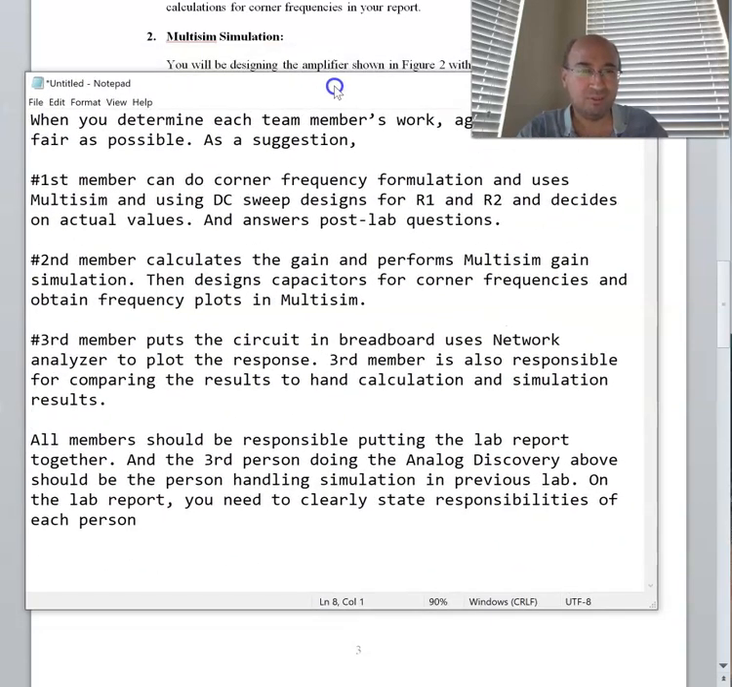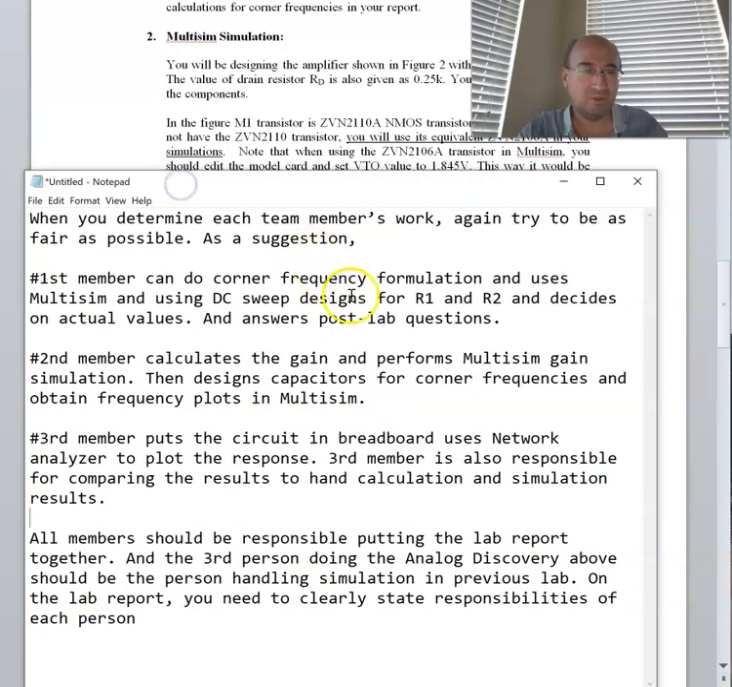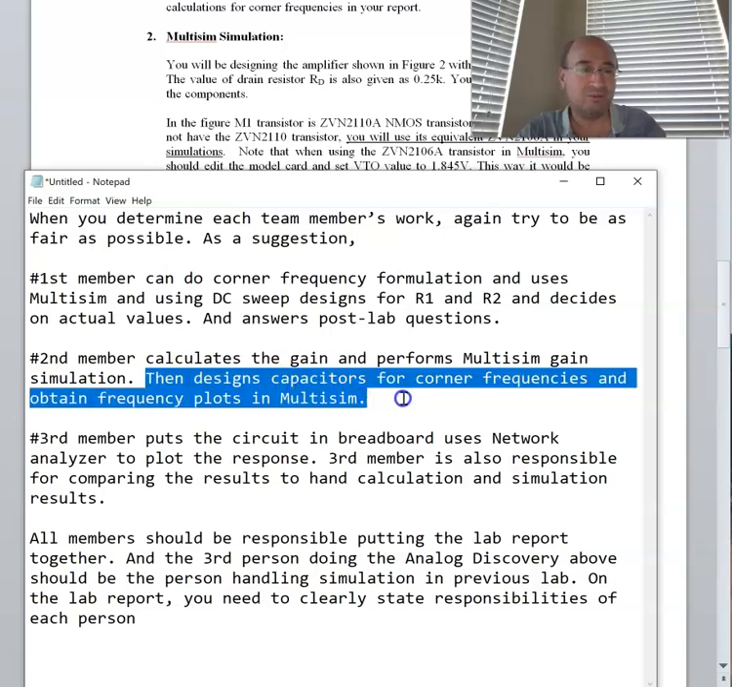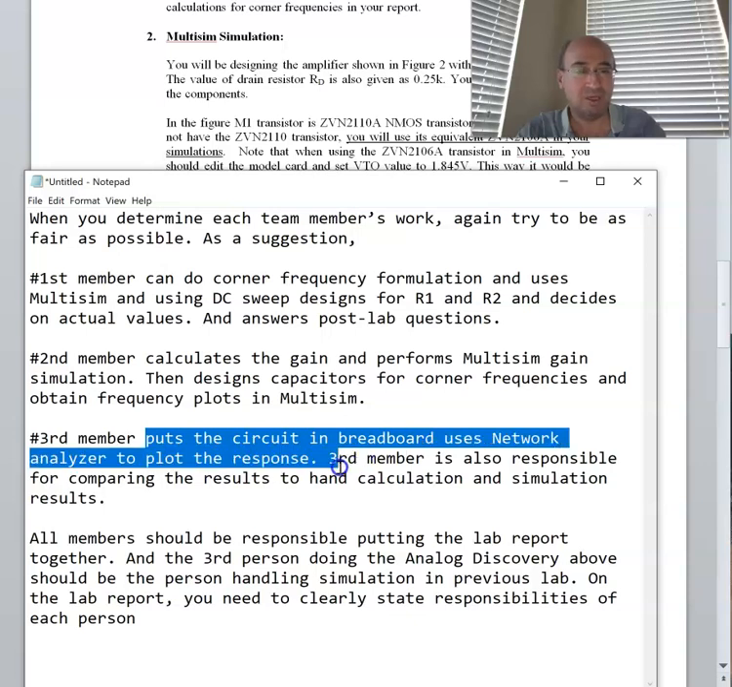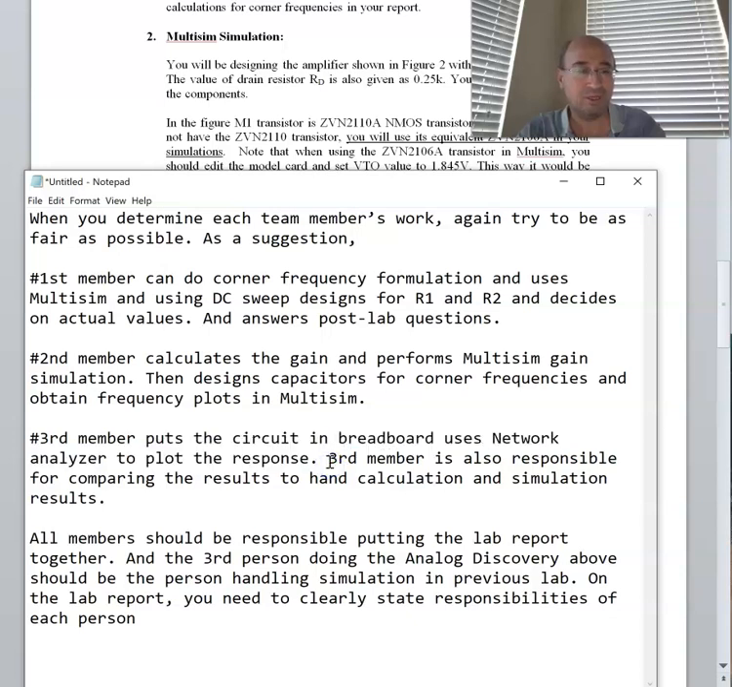We have 3 persons, and as a suggestion I have provided the following. The first member can do the corner frequency formulation and then use Multisim to design R1 and R2, and then answer the post-lab question. The second member calculates the gain and performs the Multisim gain simulation, then designs the capacitors for corner frequencies and obtains the frequency plots in Multisim. The third member simply does the Analog Discovery work and obtains the Bode plot. The third person would also be responsible for comparing results to the hand calculation and simulation results.